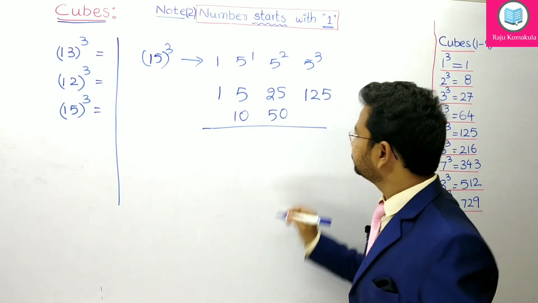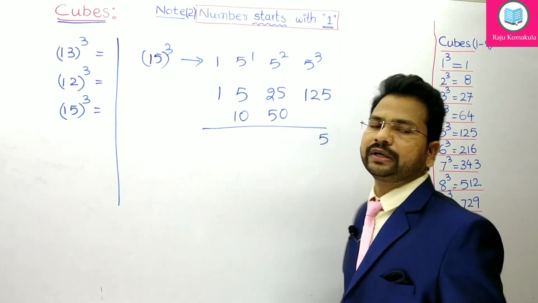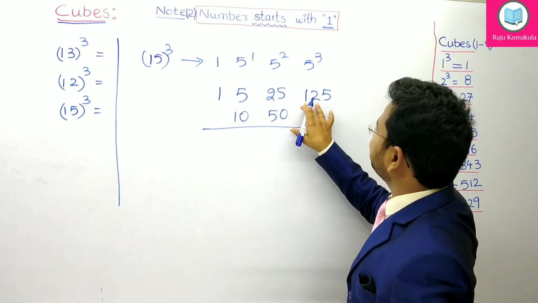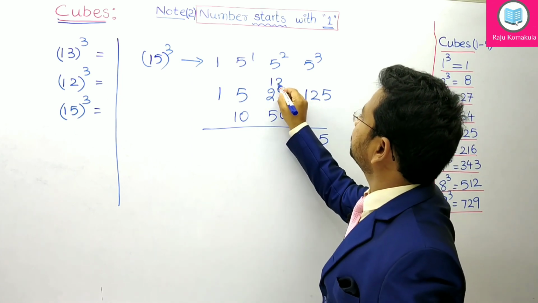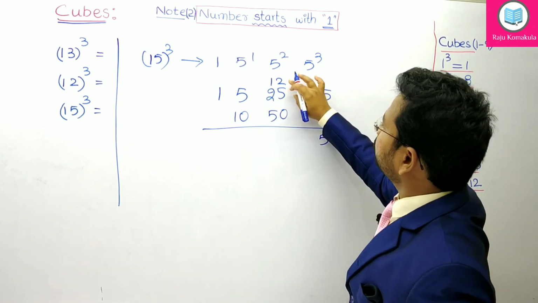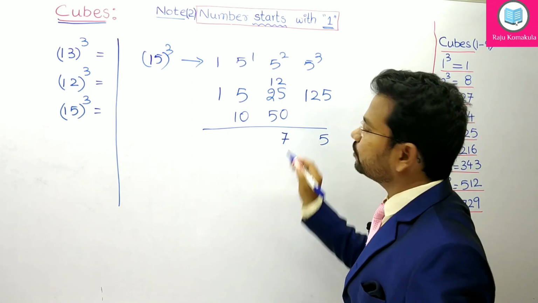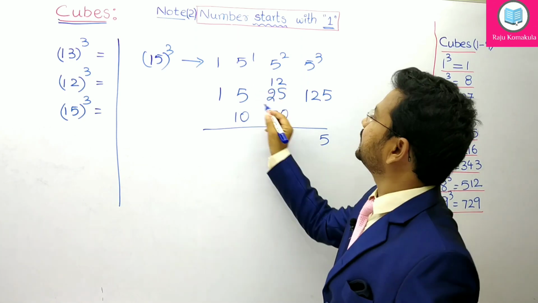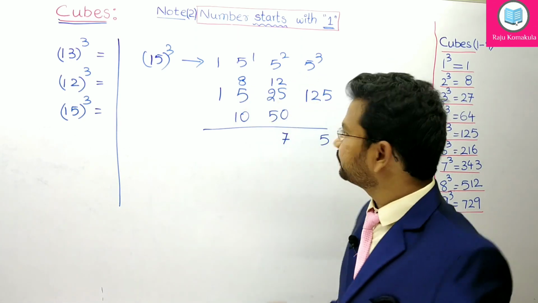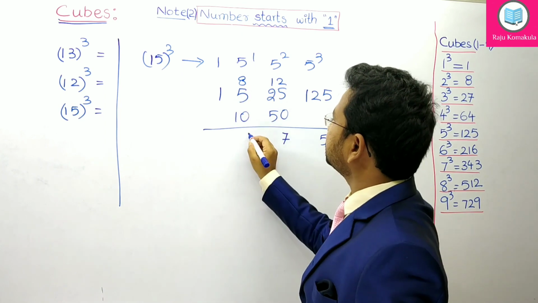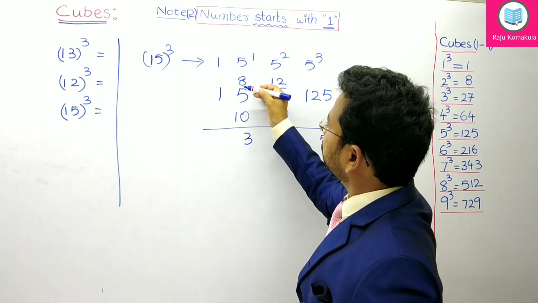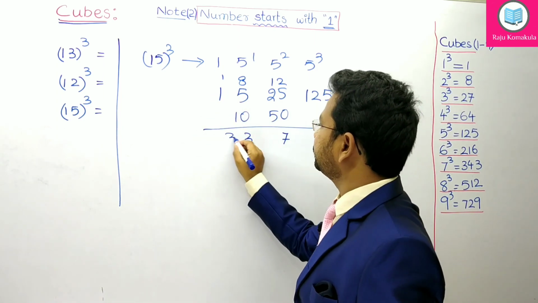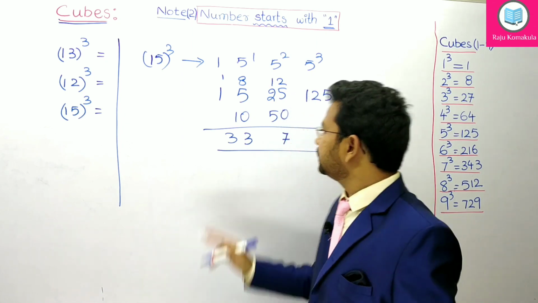Now I am adding. Just take 5 only here. I am telling you, from the starting, take one digit only, and the remaining 12 take as a carry. Here I am writing carry 12. Now 2 plus 5 is 7. Just write only 7. Don't take the second digit here. 5 plus 2 is 7, 7 plus 1 is 8. That 8 you can take as carry. Now 5 plus 8 is 13, and now write 1 here. Now 1 plus 1 is 2. 2 plus 1 is 3. Now the answer is 3375.